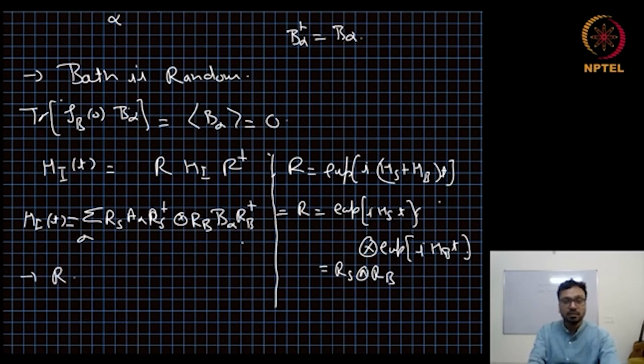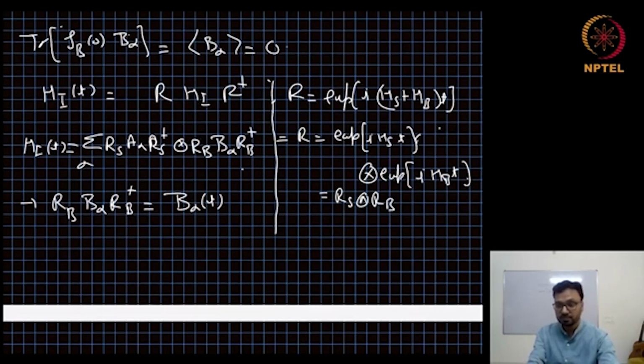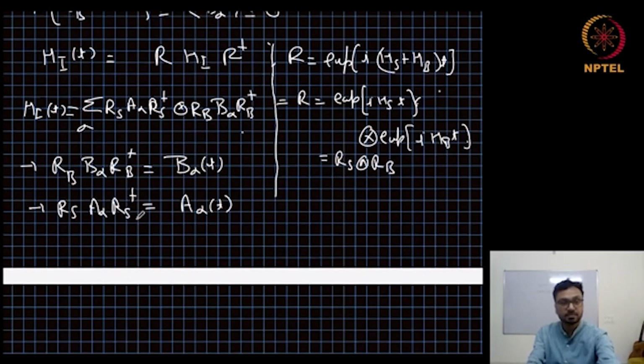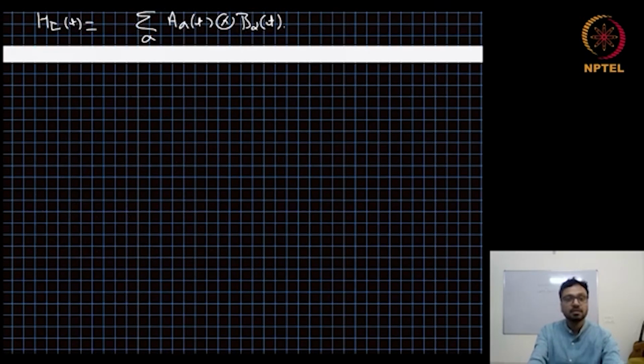Let us call R_B B_α R_B dagger to be B_α(t), the time dependent bath operators. And similarly, R_S A_α R_S dagger equals A_α(t) as the system operators. So H_I(t) can be written as sum over α of A_α(t) tensor B_α(t).